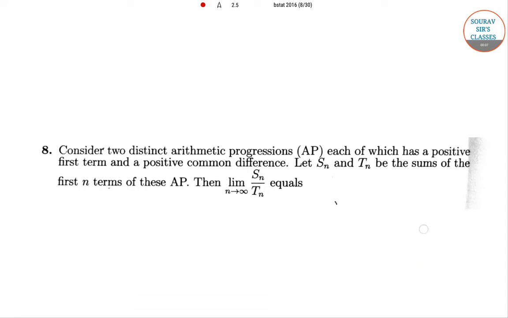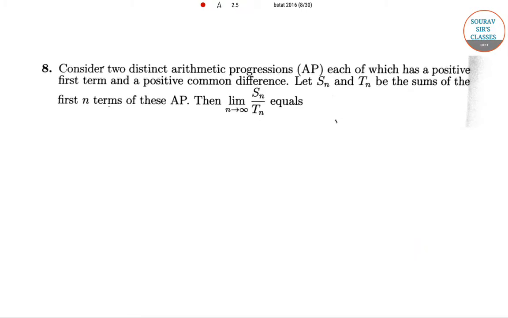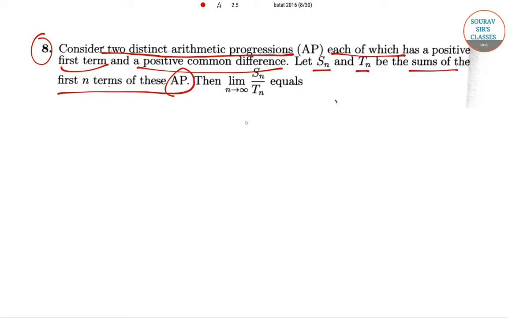Today we will be solving the ISI B.Stat question paper from year 2016. Let's start with question number 8. In question number 8 it has been said that we need to consider two distinct arithmetic progressions, each of which has a positive first term and a positive common difference. Now let Sn and Tn be the sums of the first n terms of these APs. In that case we need to find the limit as n tends to infinity of Sn by Tn.